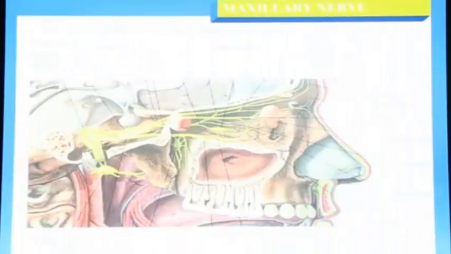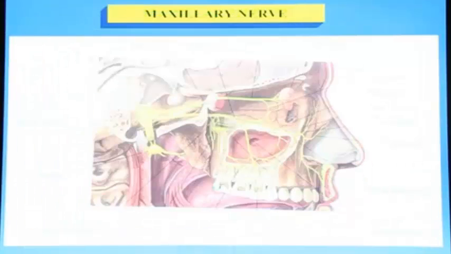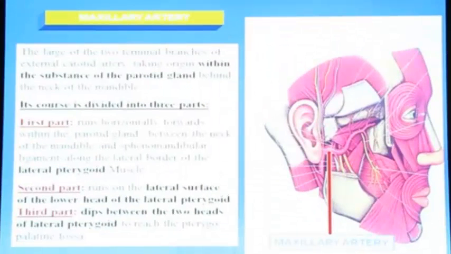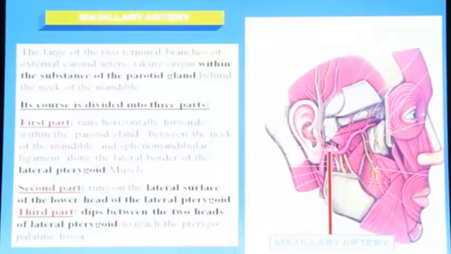This is the maxillary nerve. This is how it gives branches to the maxilla. This is also the maxillary nerve. Then in this area we have the maxillary artery. This is the maxillary artery.